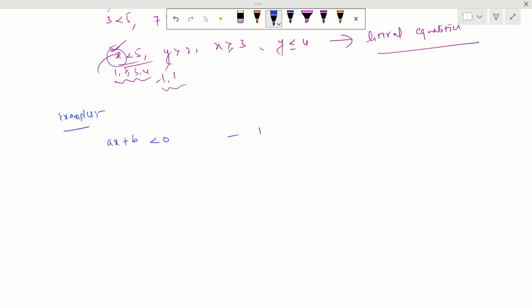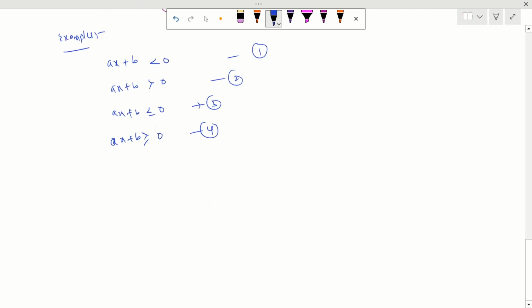So I will give the inequalities here. Equation 1, I will write ax plus b is greater than 0. Equation number 2, ax plus b less than or equal to 0. This is equation number 3, ax plus b greater than or equal to 0. Only one variable we are having in these linear inequalities.